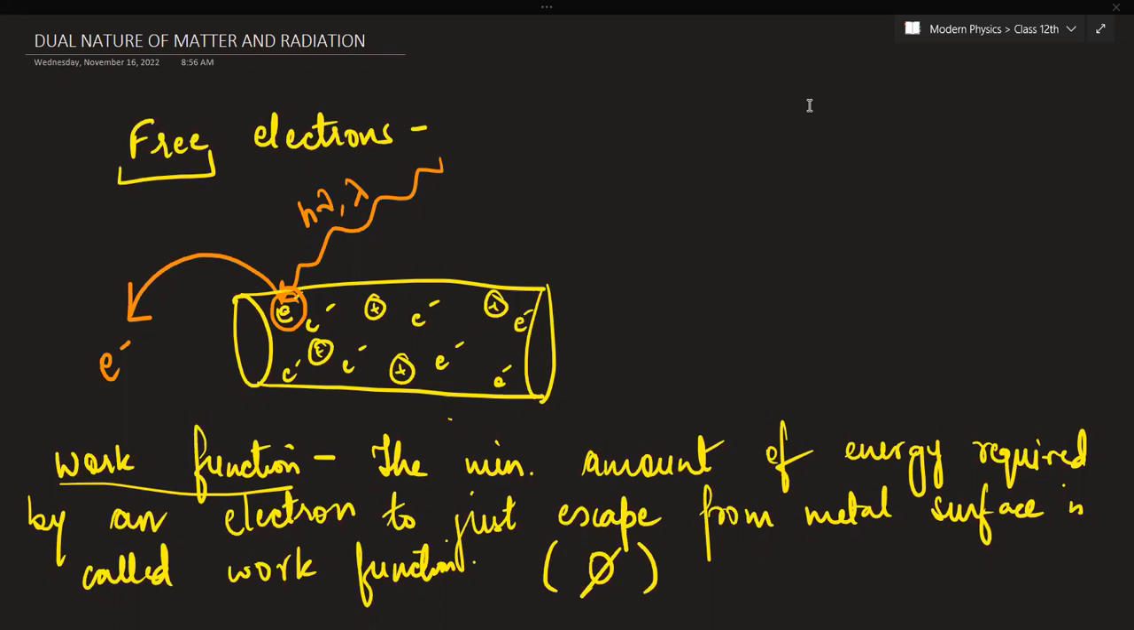That's right. All right, class. So let me quickly revise what we have done in the last class, and let's carry forward with dual nature of matter and radiation. This is from the unit modern physics. So we had started with the concept of free electrons.